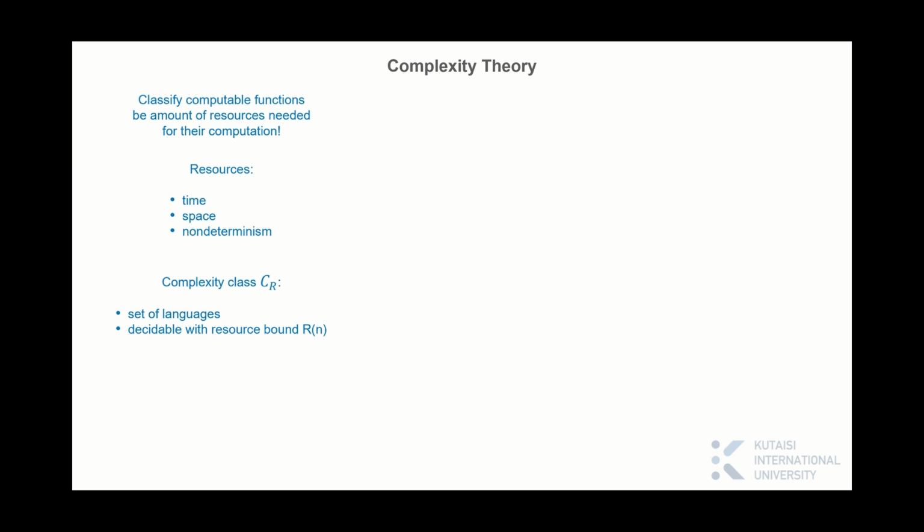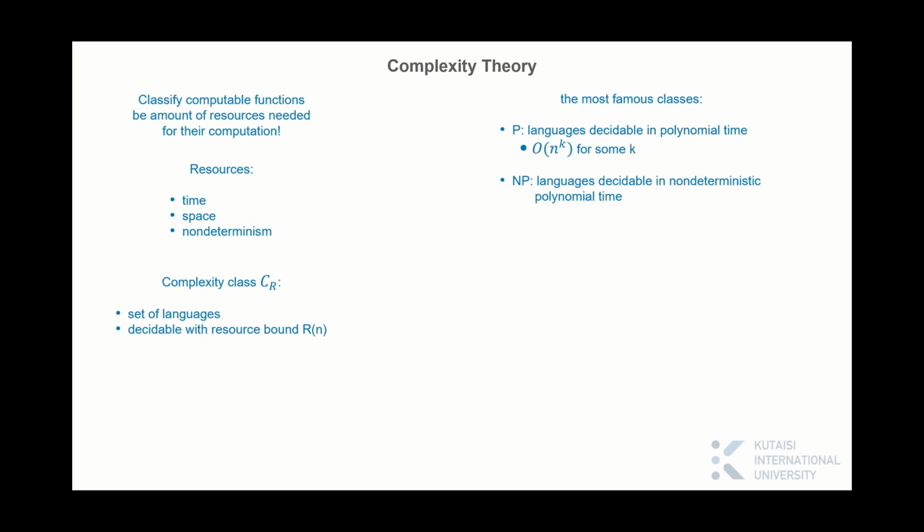This will be basically a set of languages. The complexity class R will be some set of languages which are decidable by a Turing machine in some bound resource. So let's say in some time or using only some space and so on. And the most famous classes in computer science, and also very famous in mathematics, are P and NP. P is the class of all languages or problems, you can think about it this way also, that are decidable in polynomial time. And NP will be languages decidable by a non-deterministic Turing machine in polynomial time.